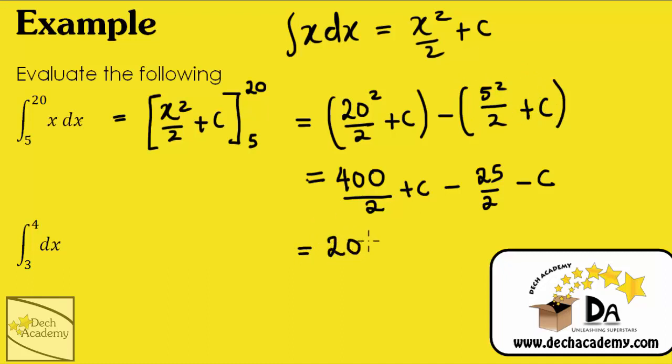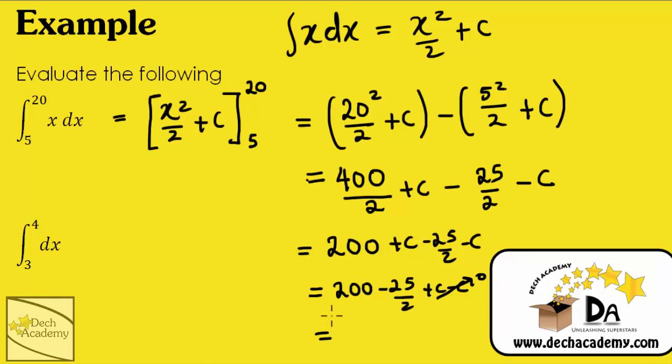200 plus c minus 25 over 2 minus c, which is equal to 200 minus 25 over 2 plus c minus c. As you can see, c minus c is going to be 0, so it cancels out, and that gives 375 divided by 2.